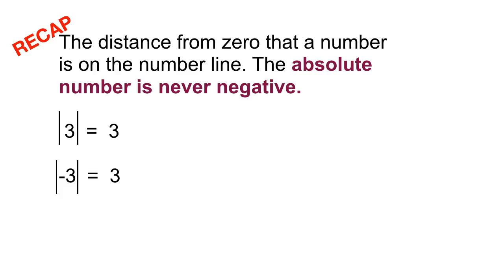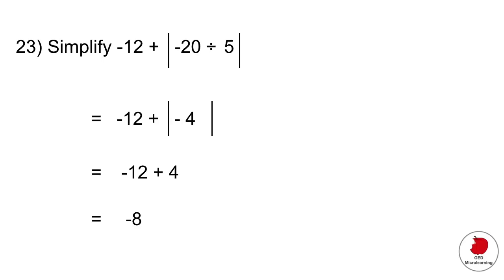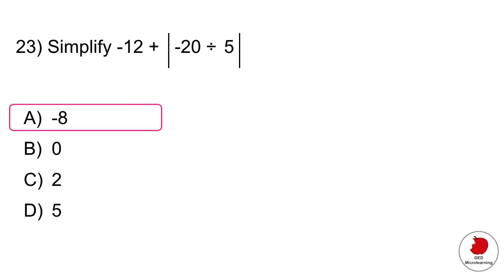Now all you have to do is solve the equation. Minus 20 divided by 5 would be minus 4. But remember, we have those vertical lines, which are absolute values. So the absolute value of minus 4 is 4. Then all you have to do is add that minus 12. That gives you minus 8, option A.